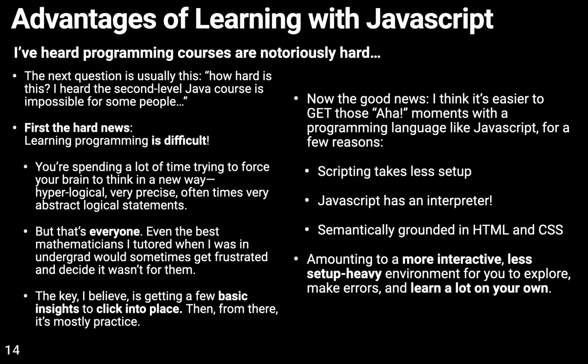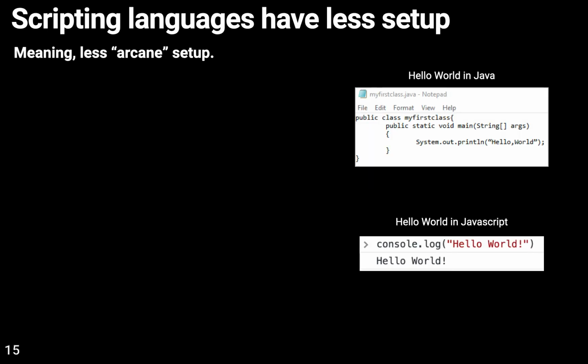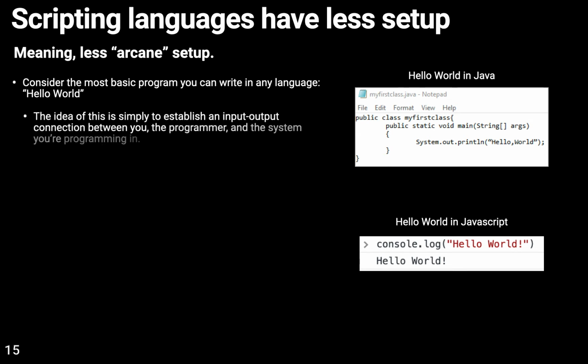Let's get into a few of these ideas just to continue setting the stage. First, scripting languages have less setup, meaning it's less arcane. Consider the most basic program you would write in any language: Hello World. The idea of Hello World is to establish an input-output connection between you, the programmer, and the system you're programming in. You just ask it to say hi, and it does. That's a fundamental, basic assignment in any programming language.